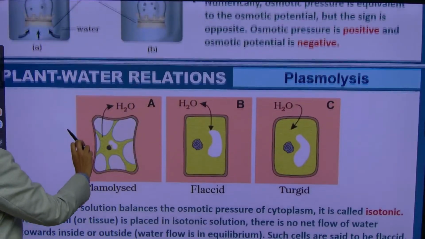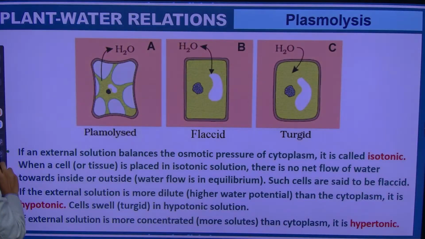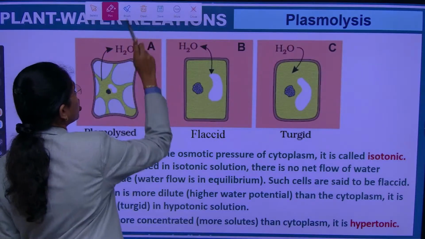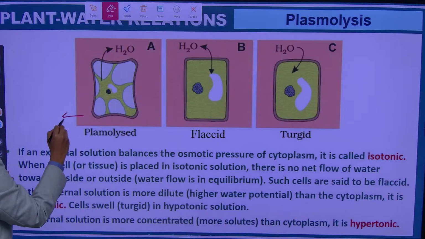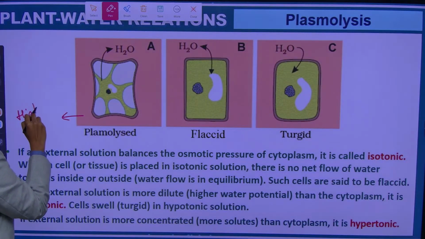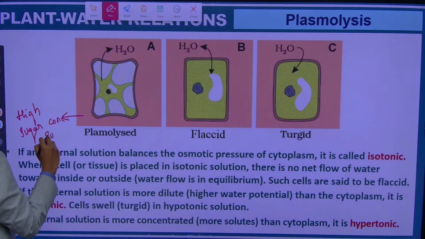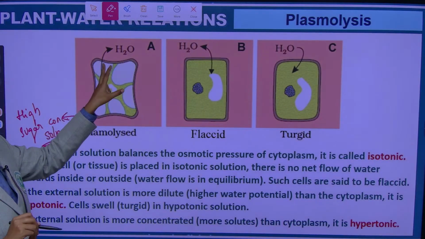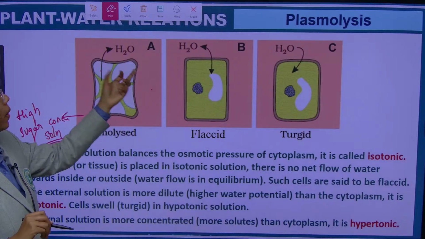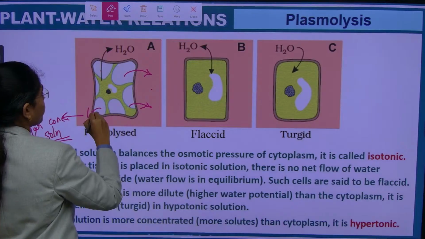Now, plasmolysis. Here there are three experiments that are shown. Let us assume a raisin, or any cell, which is placed into a high concentration solution, a high sugar concentration solution. The water will always move from high potential to low potential, so it will move from the raisin to the outer environment.